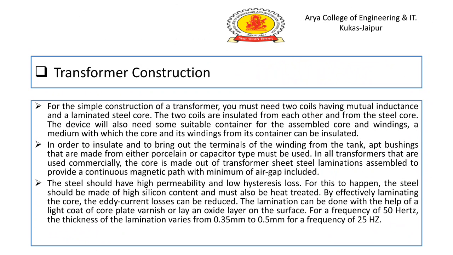Transformer construction. For the simple construction of a transformer, you need two coils having mutual inductance and a laminated steel core. The steel core provides a low reluctance path. The two coils are insulated from each other and from the core. In order to bring out the terminals of the winding from the tank, bushings are used, which are made of either porcelain or capacitor type.